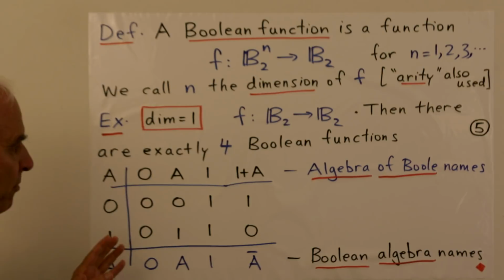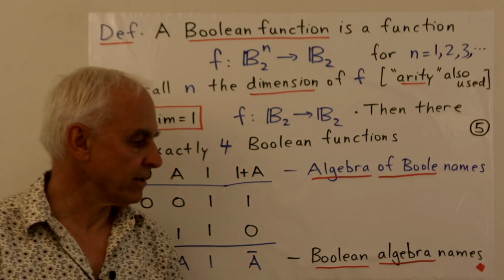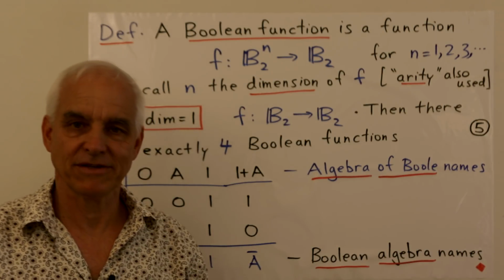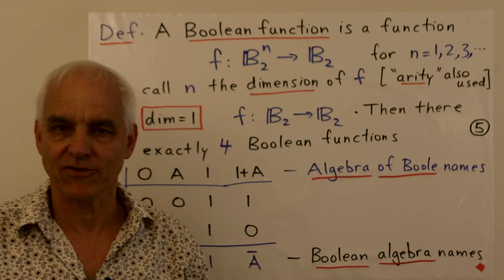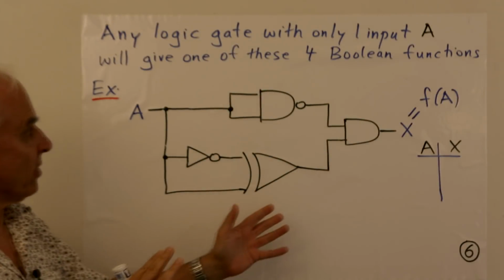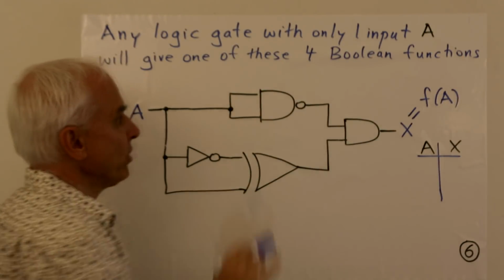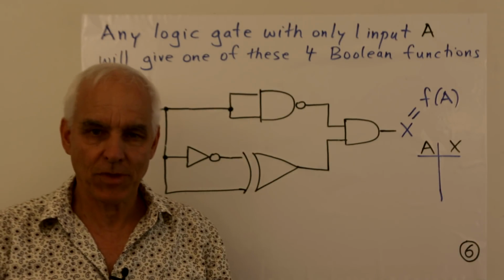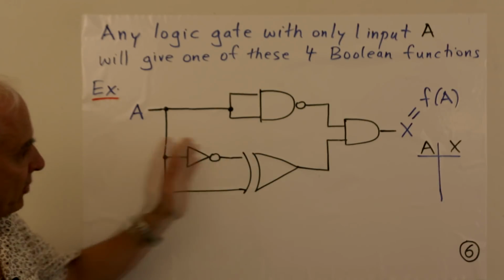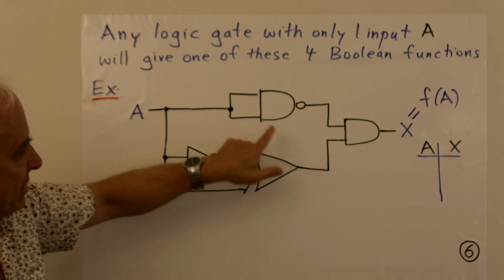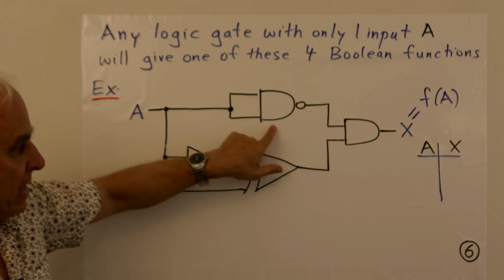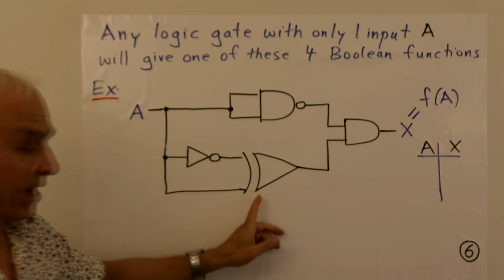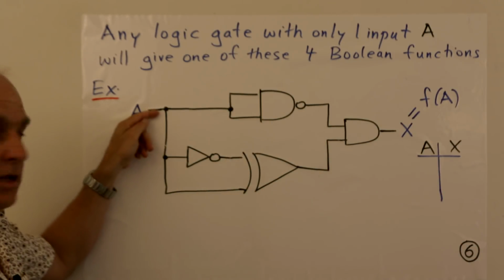So exactly 4 Boolean functions. And okay, it's simple, but still it's an interesting case. Any logic gate that we build with only one input A will give us one of these 4 Boolean functions. To illustrate that, let's consider this gate, which contains the basic gates. Here's a NAND gate, here's an AND gate, and here's an XOR gate. And here's our input A.